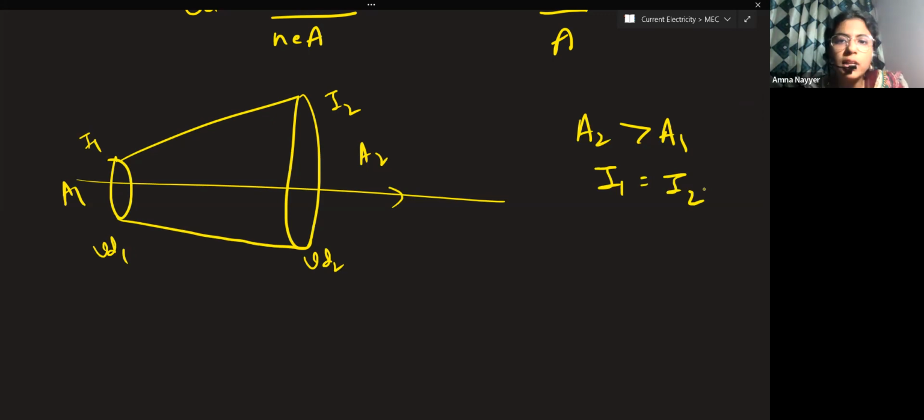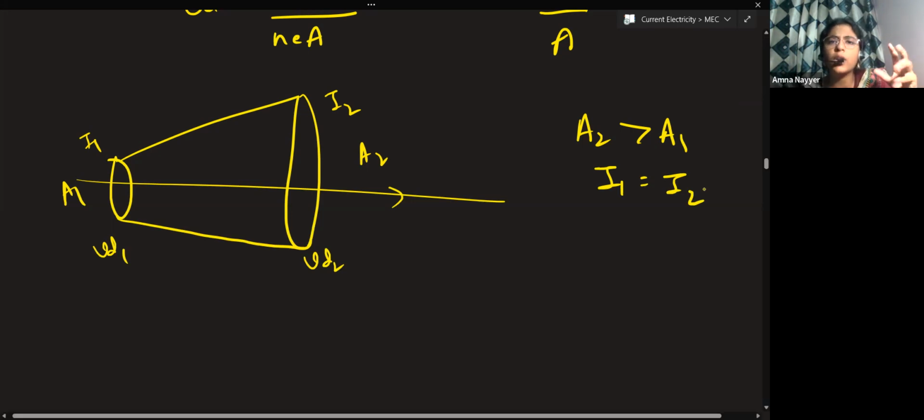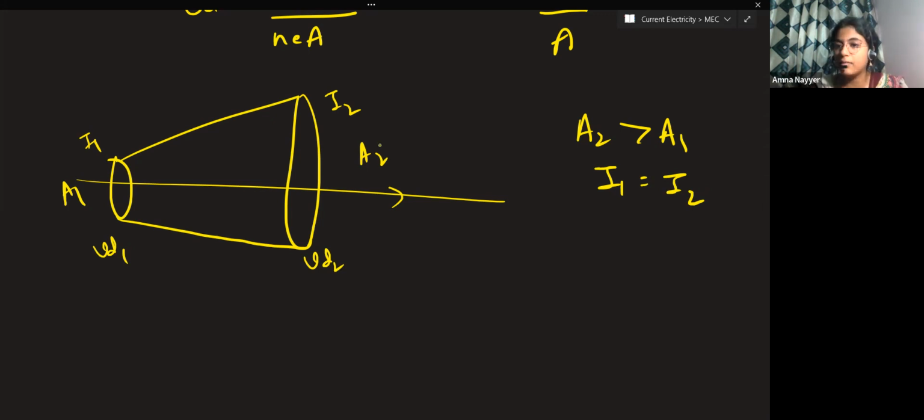But velocity can vary. Velocity is not depending on the number or amount of charges. It depends on the area. So if A2 is greater than A1 and VD is inversely proportional to the area, will VD1 be greater than VD2? Will VD2 be greater than VD1, or will VD1 be equal to VD2? Drift velocity is inversely proportional to area. A2 is greater than A1. Rest of you, reply in the chat box. What will be the relation between VD1 and VD2 if A2 is greater than A1?